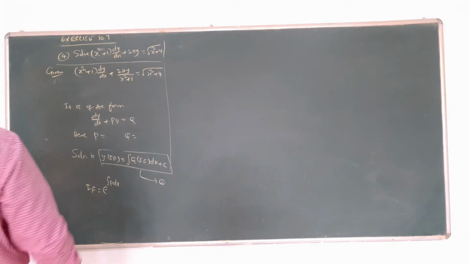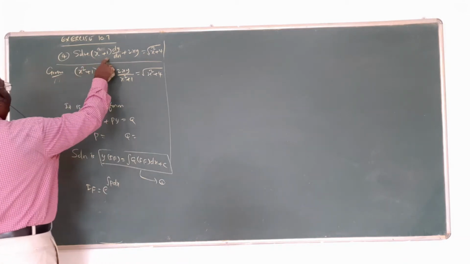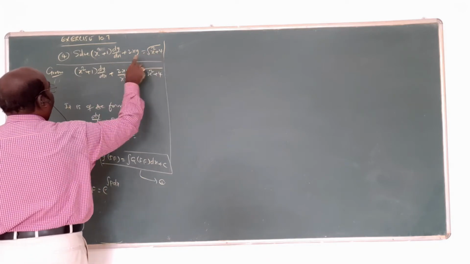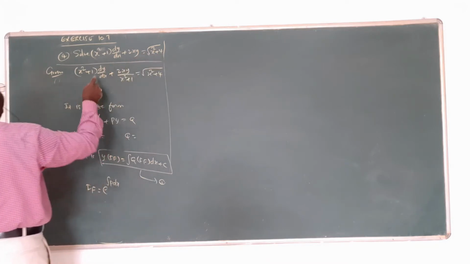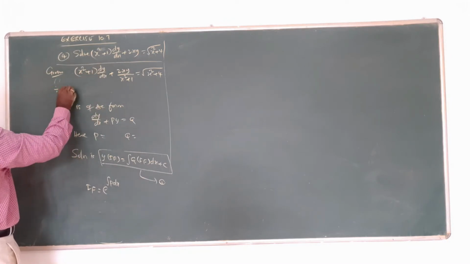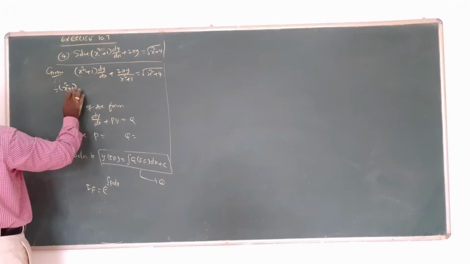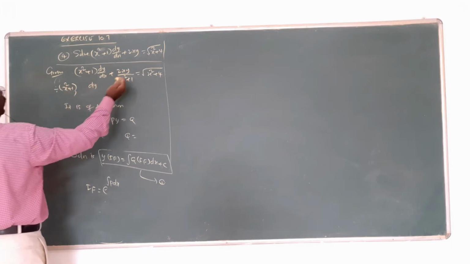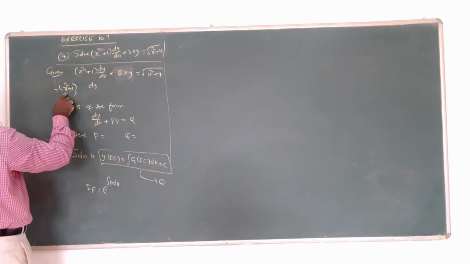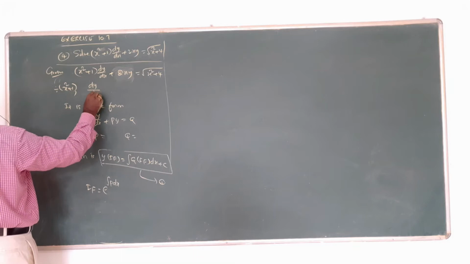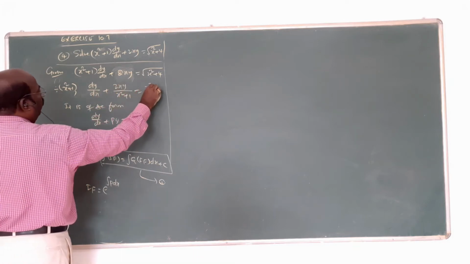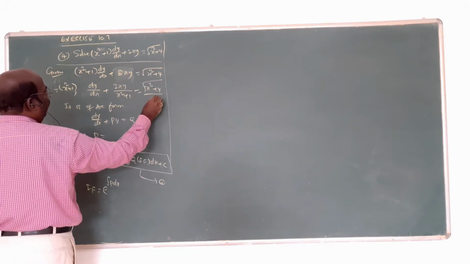Now, fourth question: solve (x square plus 1) dy by dx plus 2xy equals root of x square plus 4. Only y is there, but we don't want this one, because what we want to do is divide by x square plus 1. Dividing, dy by dx here, and here also, root of x square plus 4 divided by x square plus 1.